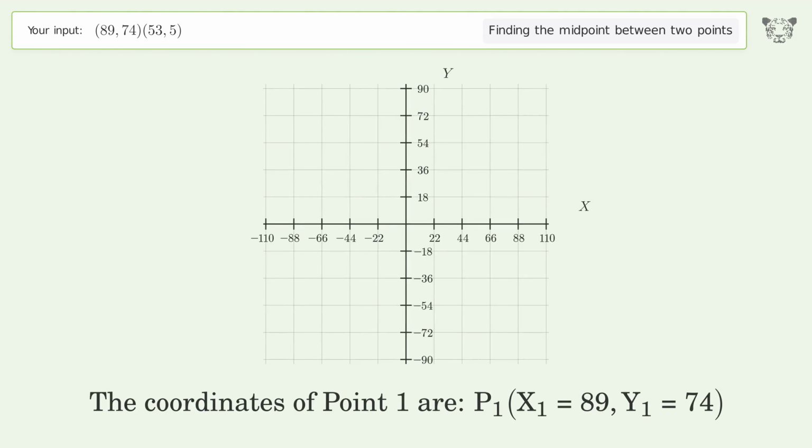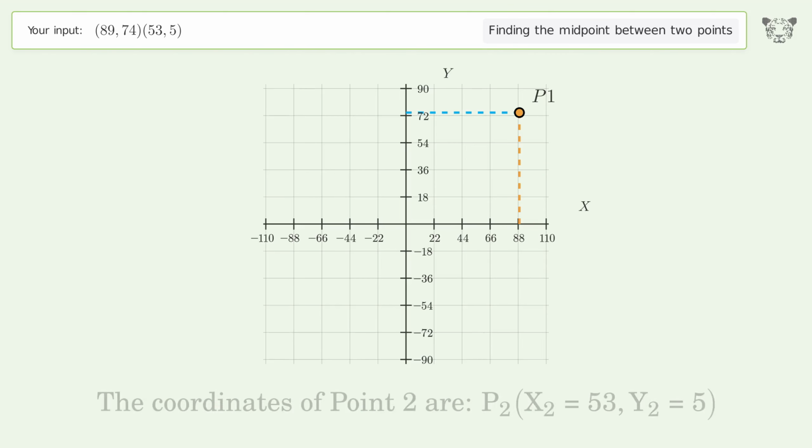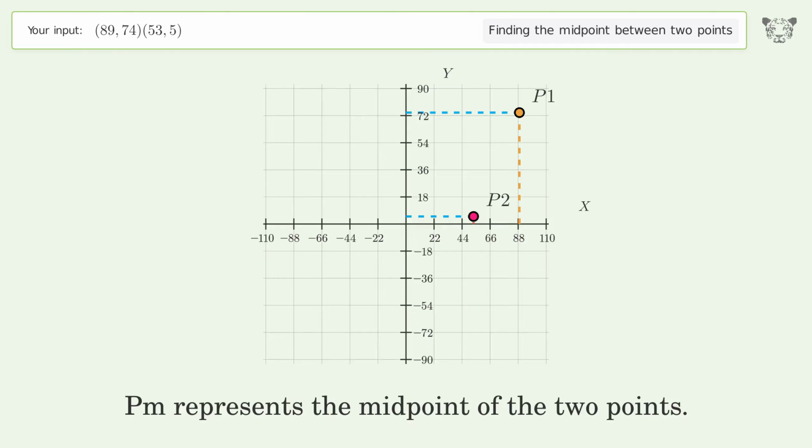The coordinates of point 1 are x1 equals 89, y1 equals 74. The coordinates of point 2 are x2 equals 53, y2 equals 5. PM represents the midpoint of the 2 points.